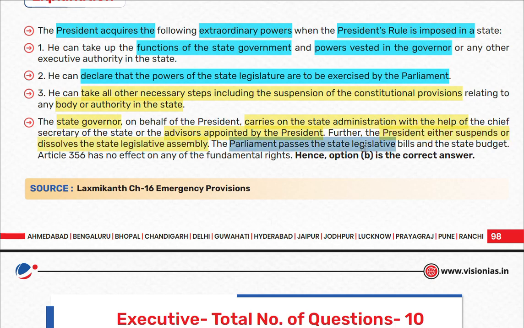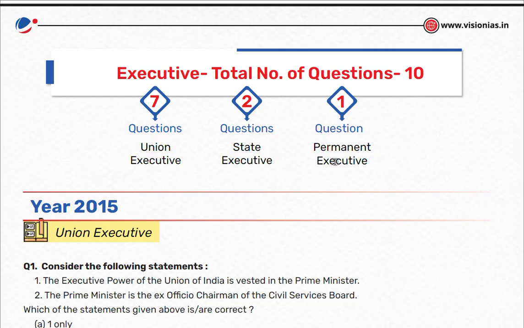The Parliament passes the state legislative bills and the state budget. Article 356 has no effect on any of the fundamental rights. So that is correct. So B is the correct answer.